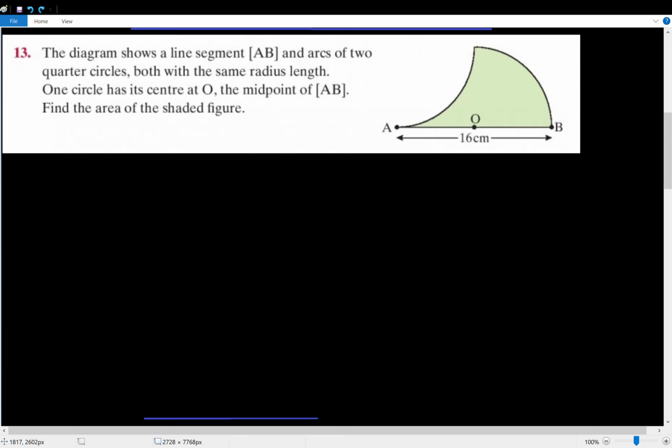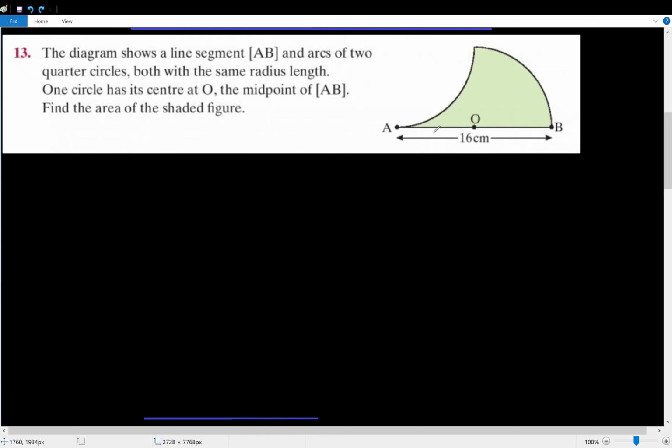This is question 13 in exercise 3.1 in Text and Test 4 New Edition. The diagram shows a line segment AB and the arcs of two quarter circles, both with the same radius length. One circle has its center at O, which is the midpoint of AB. We've got to find the area of the shaded region. So let's work through all the information we've got to try and fill in some bits on the diagram.